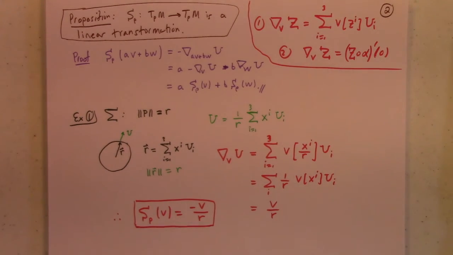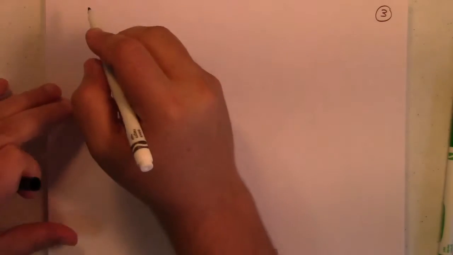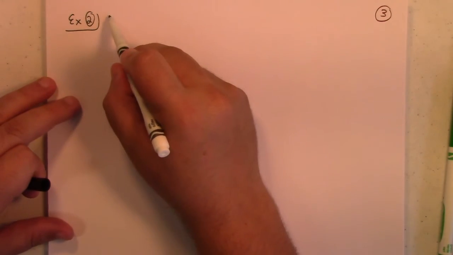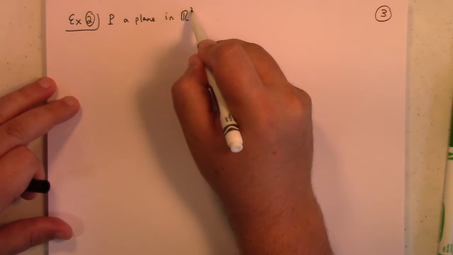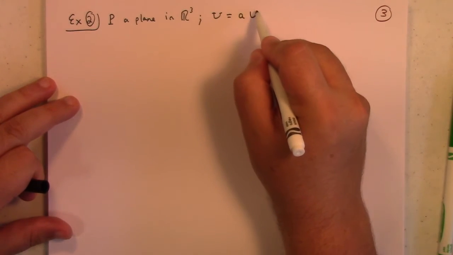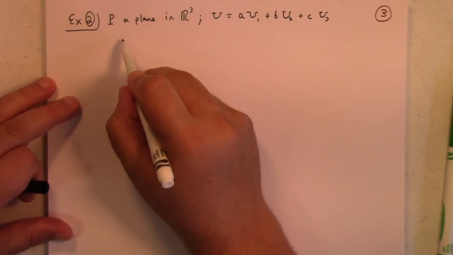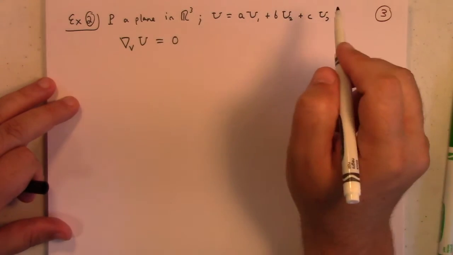Another example, which is equally easy, maybe this example is too easy, I don't know. This is the question you'd love to have on your test. Calculate the shape operator for a plane. So if P is a plane in R3, then the unit normal is just the constant vector field a U1 plus b U2 plus c U3, and of course the covariant derivative of V acting on U is just equal to 0 because U is a constant.